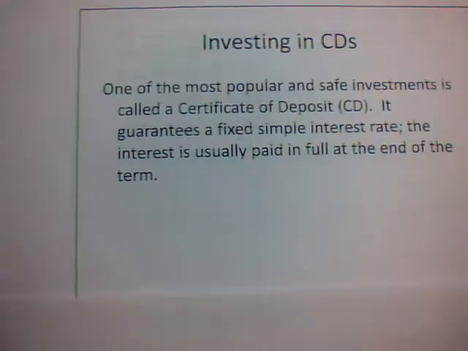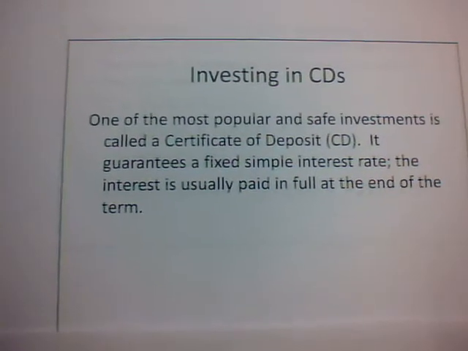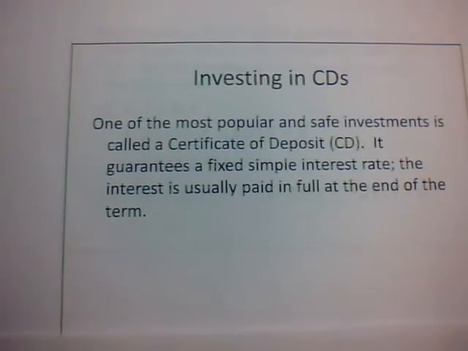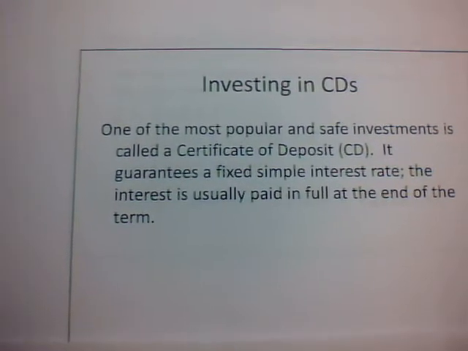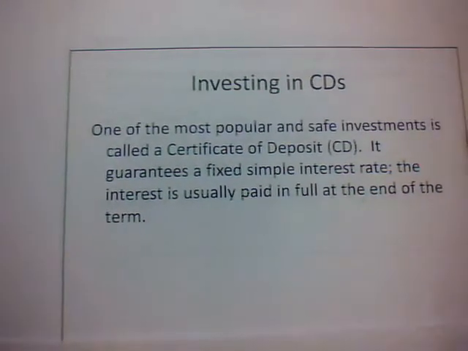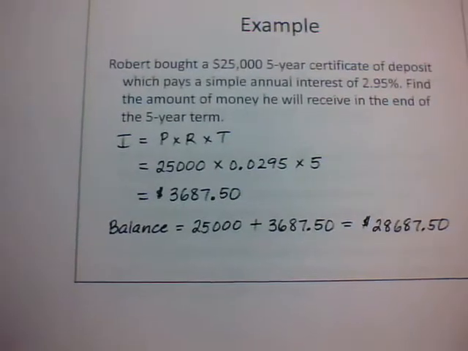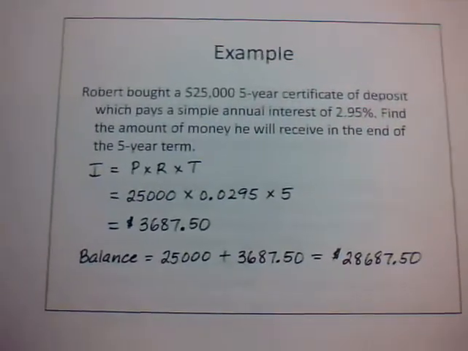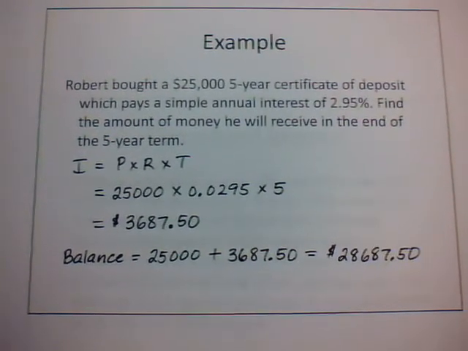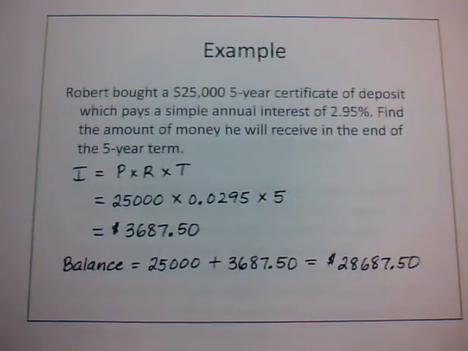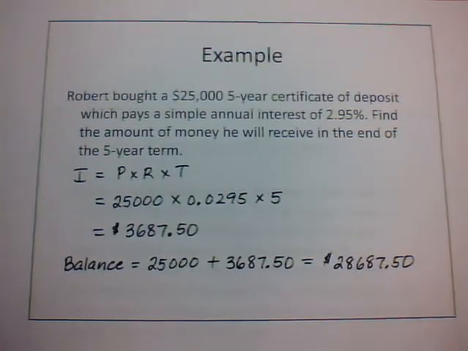All right, invest in CDs. Here's one of the most popular and safe investments that most people use, and it's called a certificate of deposit, or CD. What it does, it guarantees a fixed simple interest rate. The interest is usually paid in full at the end of the term. So in this case, as an example, let's say that Robert bought a $25,000 5-year certificate of deposit, which pays a simple annual interest of 2.95%. Find the amount of money he will receive at the end of the 5-year term.